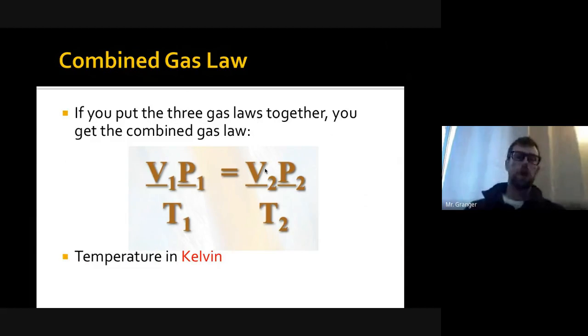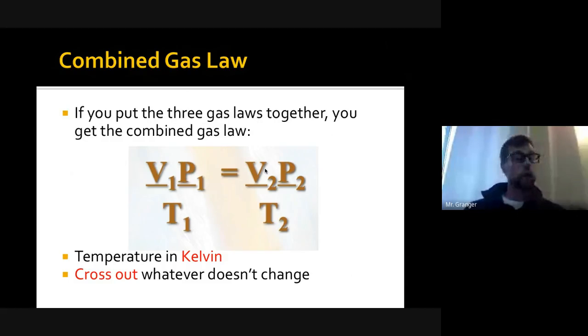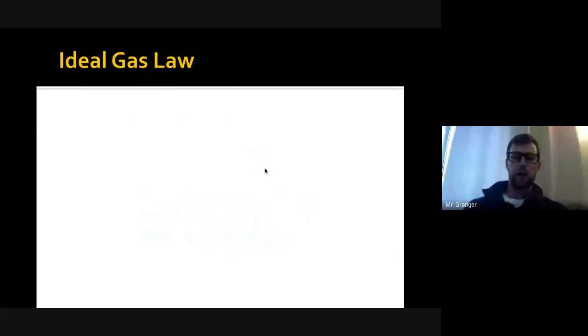We do need to make sure when we use the combined gas law, however, that our temperature is in Kelvin units, okay? Because we need the absolute value of their motion, not an average. So if we do not have all three parameters or variables, we can cross out whatever doesn't change, and we can use that to solve for the unknown.